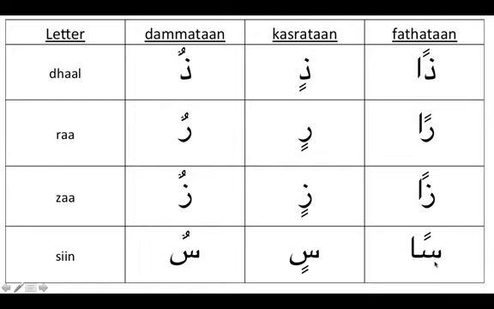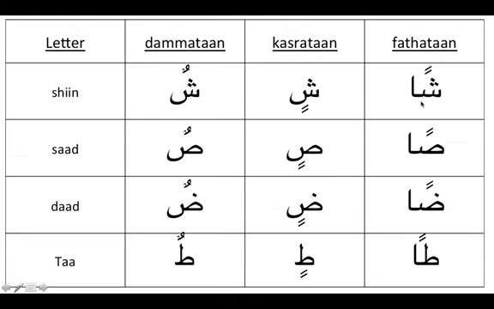Notice that I am adding the noon sound at the end of every letter. So un, in, san, sin, sun, shan, shin, shun, etc. That's why it's called tanween. That's why it's called nunation. So let me find my mouse again. There it is. Sin fathatan san, sin kasratan sin, sin dhammatan sun: san, sin, sun. Shin fathatan shan, shin kasratan shin, shin dhammatan shun: shan, shin, shun.